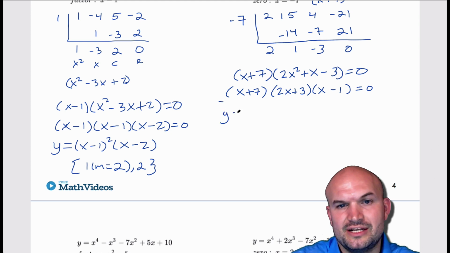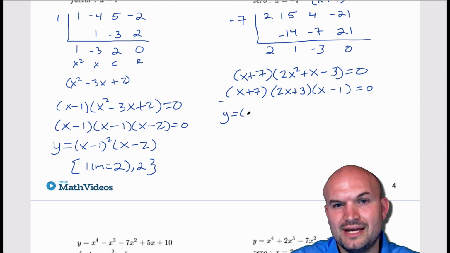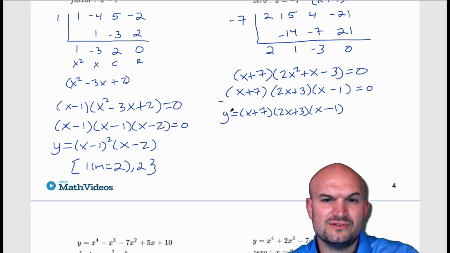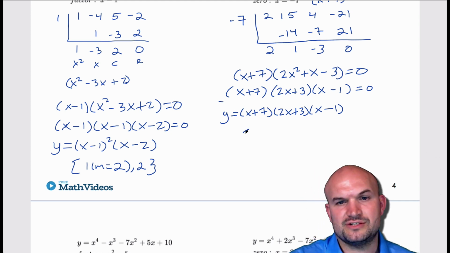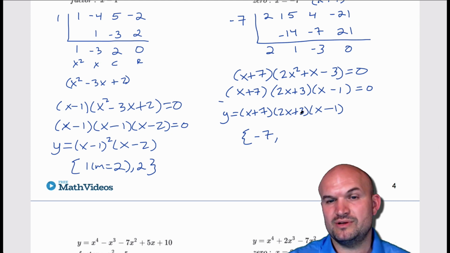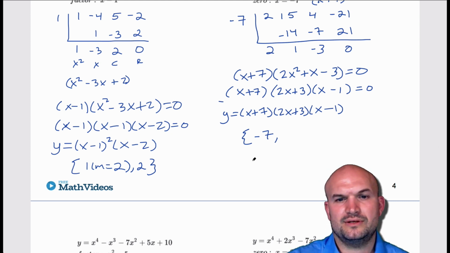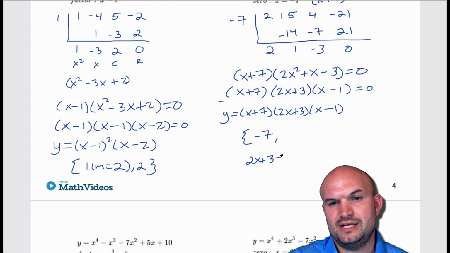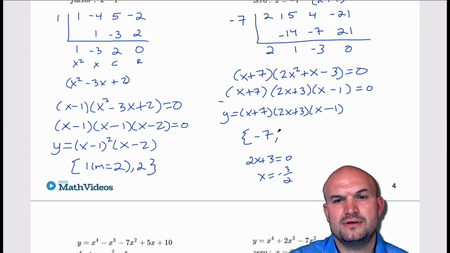I could write this as a linear factorization: x plus 7 times 2x plus 3 times x minus 1. But if I'm trying to find the zeros, I would set it equal to 0, and I can just write my zeros as negative 7. Remember, you set all of these factors equal to 0, so 2x plus 3 equals 0, so therefore x equals negative 3 halves. So I'd have negative 3 halves, and then a positive 1.